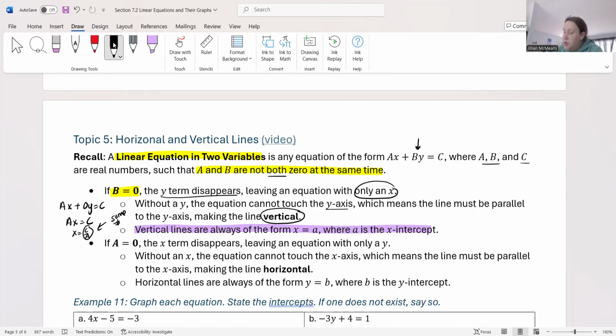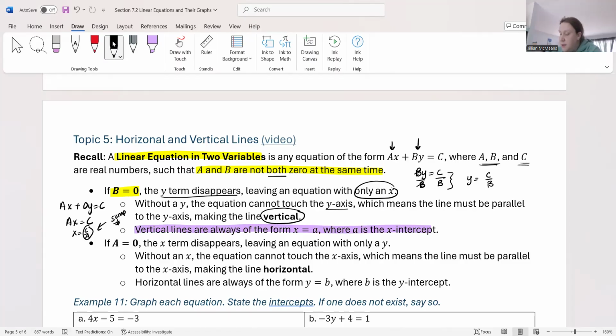Now let's erase some of this work so we can see what happens when a is 0. When a is 0, the coefficient of x is 0, the x term just becomes 0, which leaves us with something of the form by equals c. To solve for y, we divide both sides by b, and that gives us y equals c over b. Because a, b, and c are real numbers, that's just some number. So we get y equals some number.